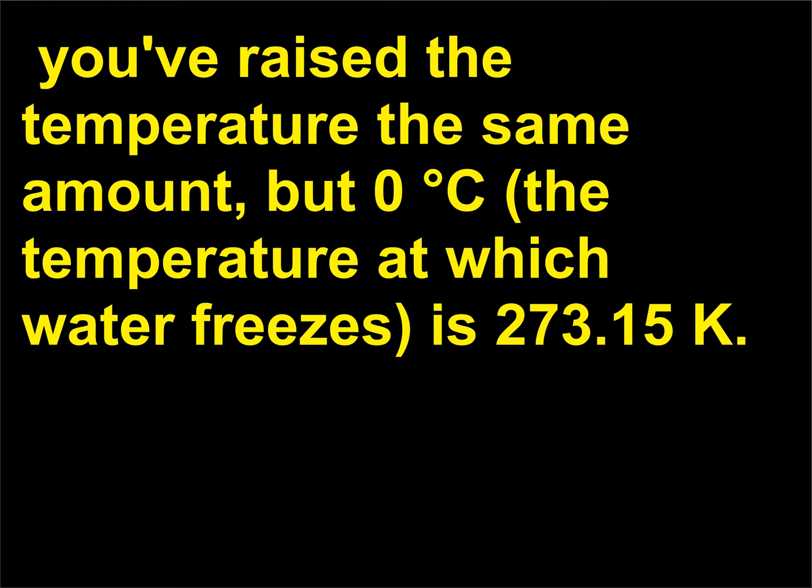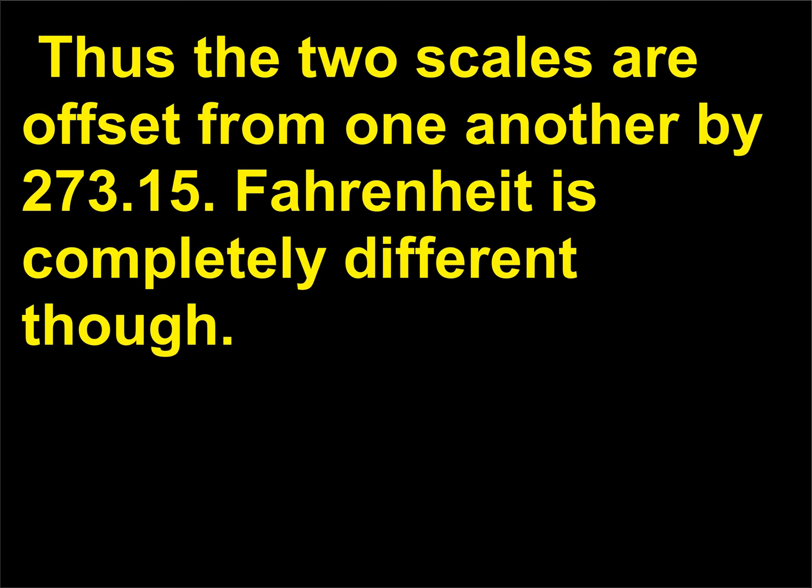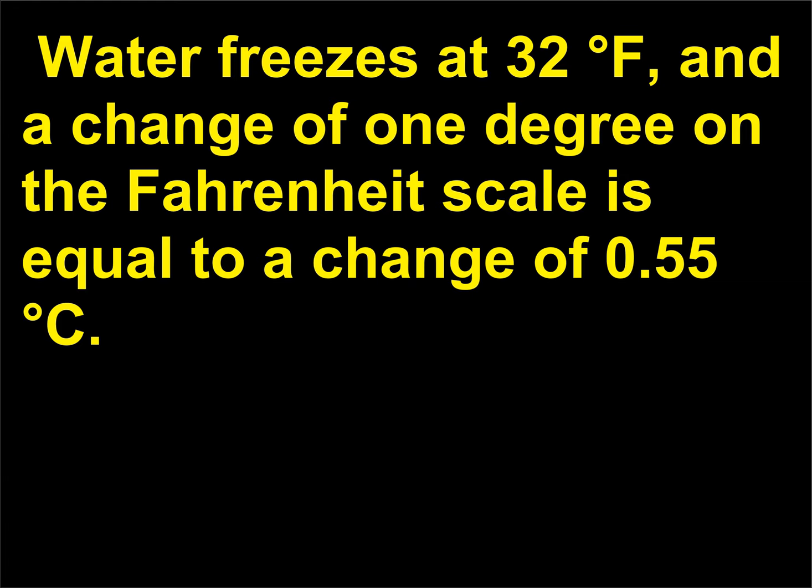Thus the two scales are offset from one another by 273.15. Fahrenheit is completely different though. Water freezes at 32 degrees Fahrenheit, and a change of 1 degree on the Fahrenheit scale is equal to a change of 0.55 degrees Celsius.